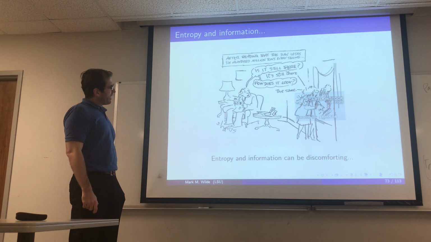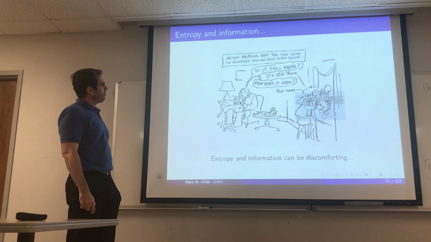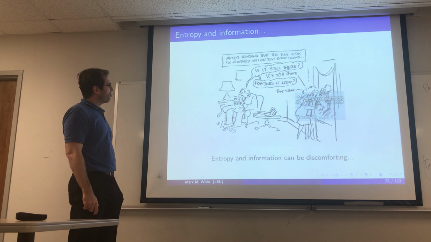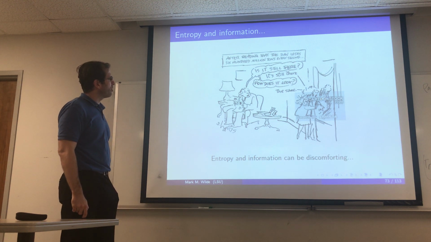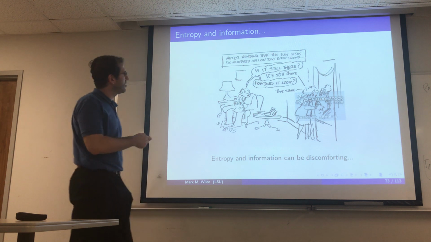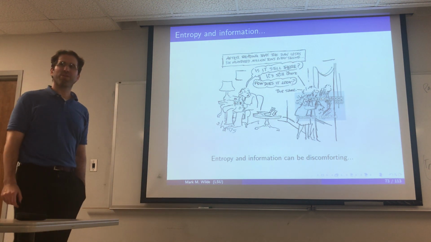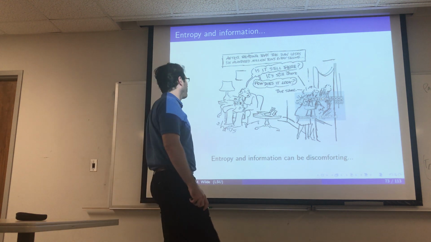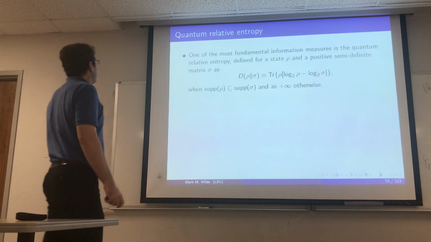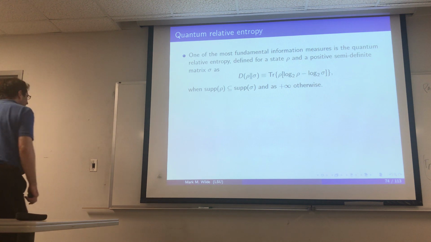Even though the sun is radiating and losing all this entropy and information, it's so massive to begin with. It has so much entropy to begin with that losing this much is not so much in the bigger picture of things. Okay. How do we measure uncertainty?